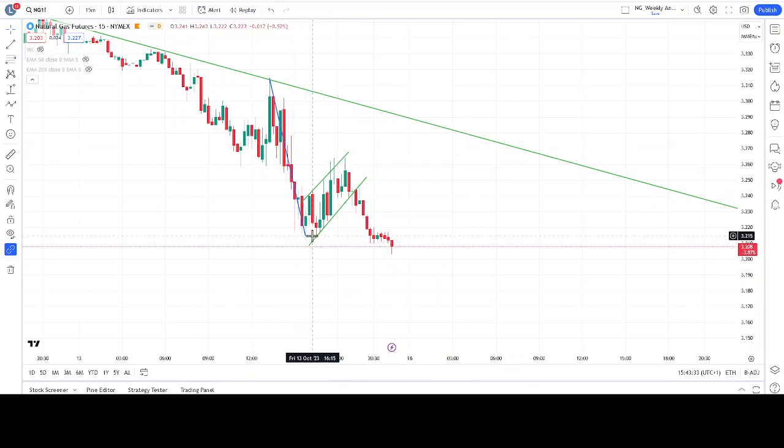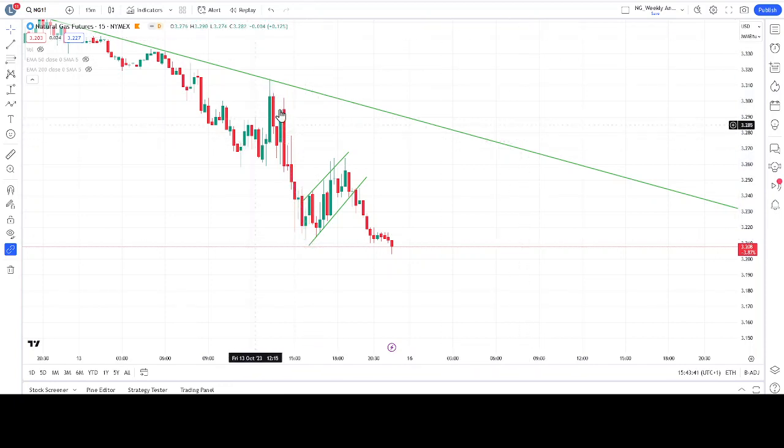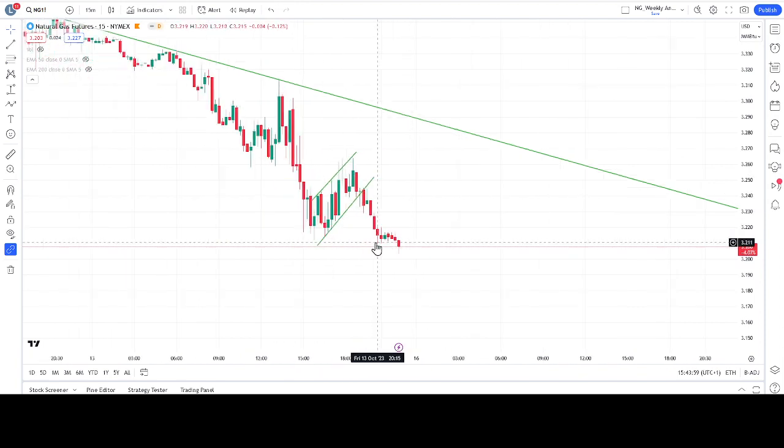Now, if I remove the pole of the flag, I'll show you something very interesting. Look at how the market retested this particular downtrend. It's a perfect retest. So I think the market tried to come here to challenge the downtrend, but the sellers are very strong here. And then it's a perfect retest, and down we go. So that's on the 15 minutes.